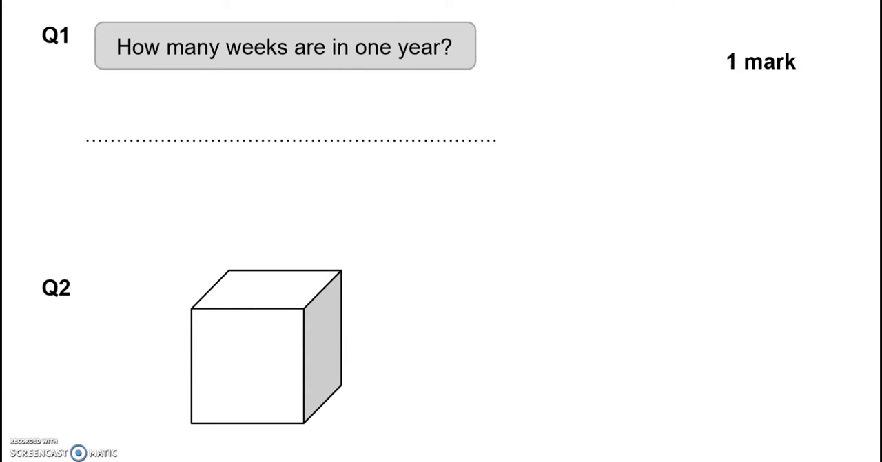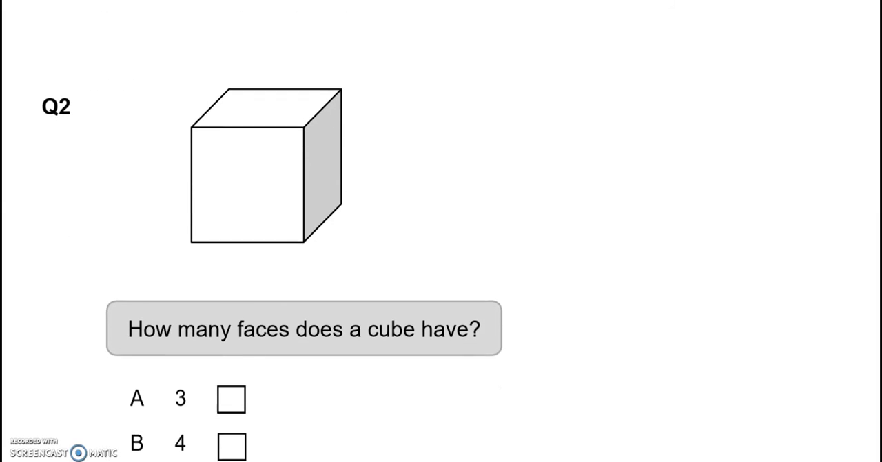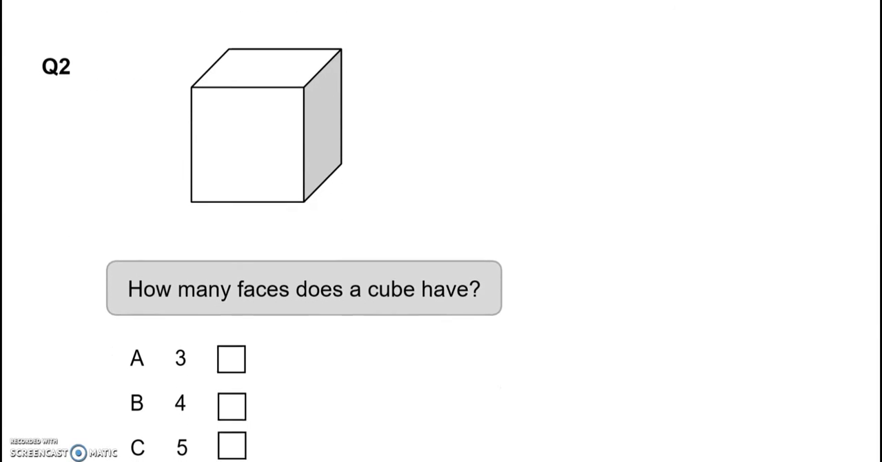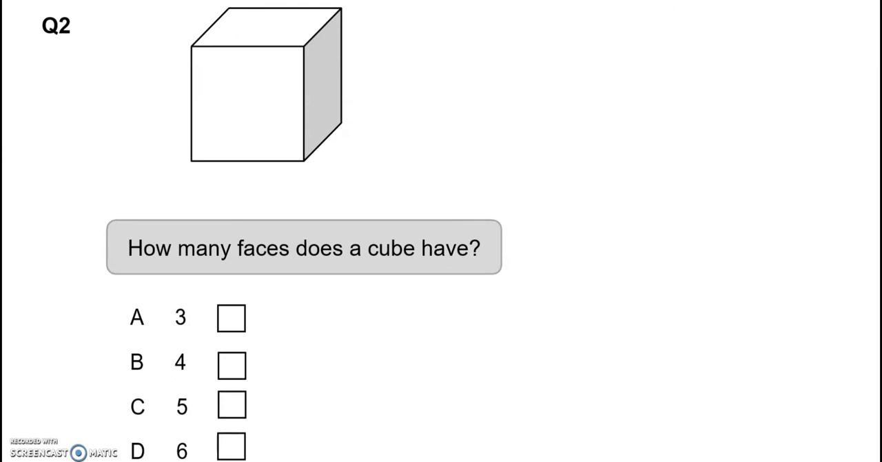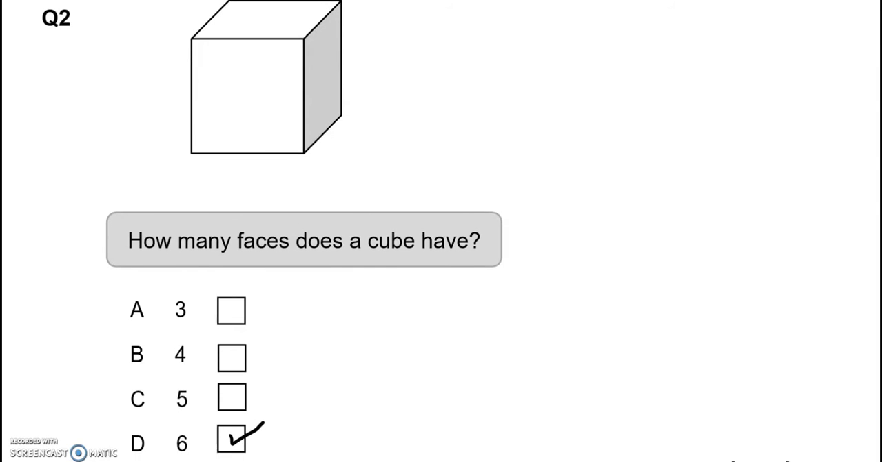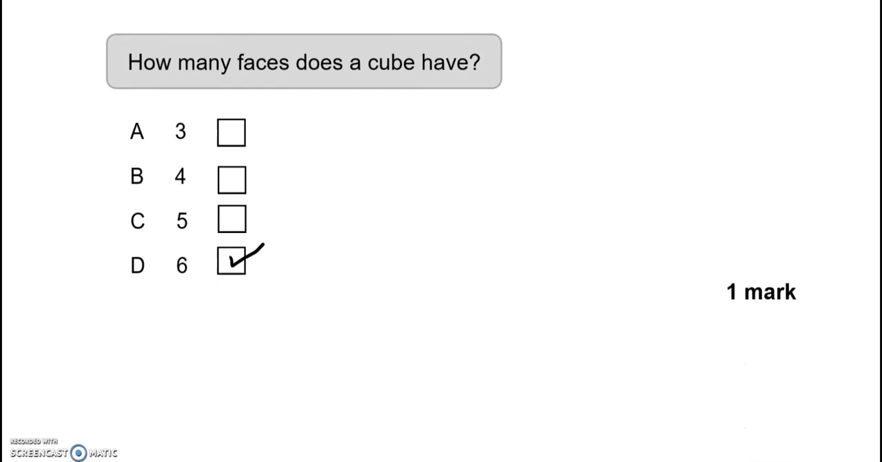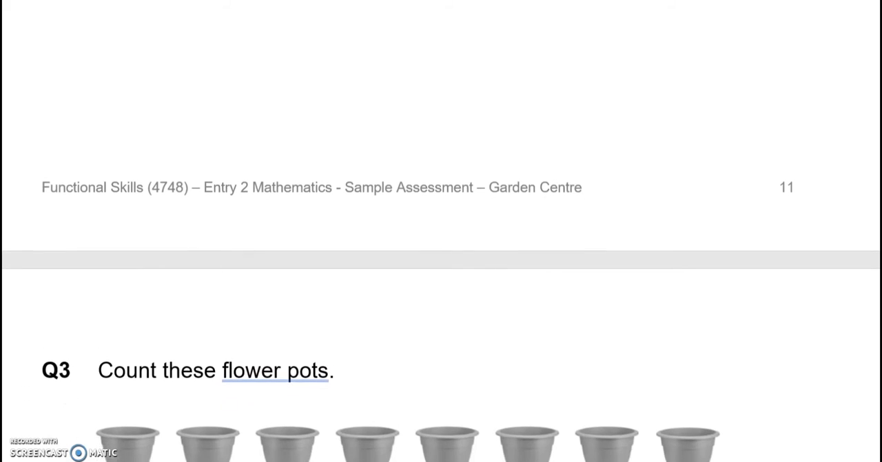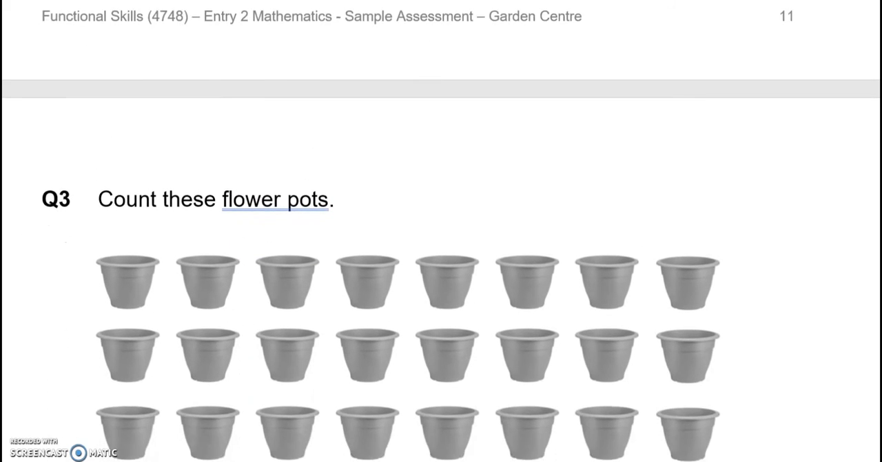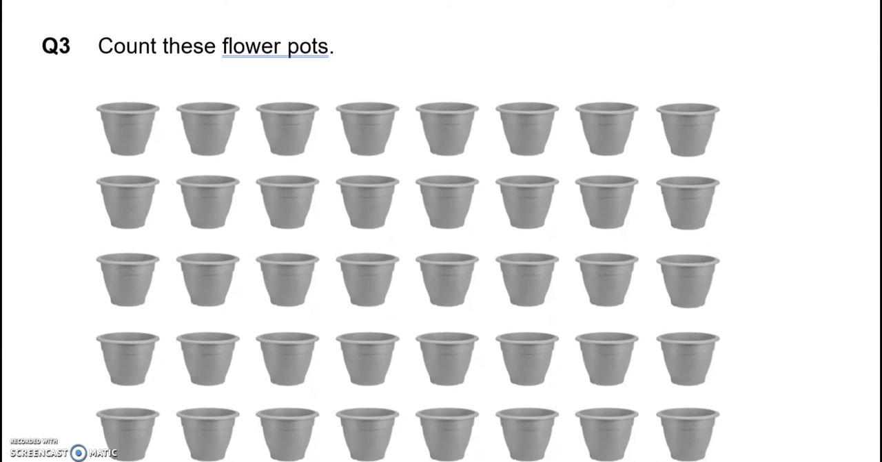Question 1. How many weeks are there in 1 year? There are 52 weeks. Question 2. How many faces does a cube have? That is 6. Count these flower pots.